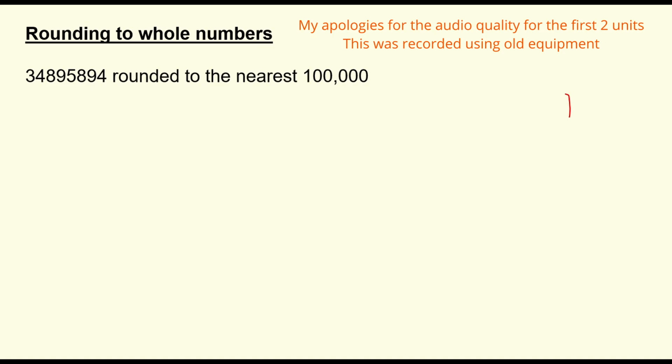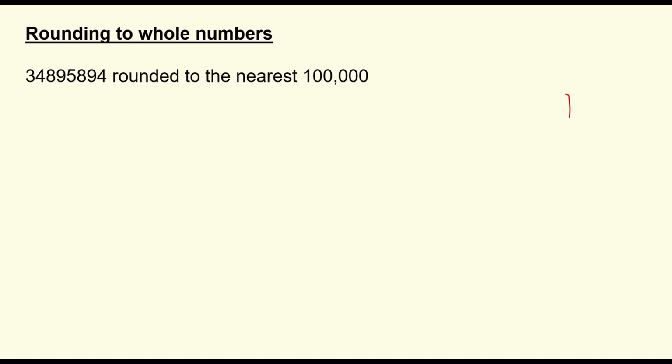So, this number here, which is so big, 34,895,894, there you go, rounded to the nearest 100,000. Okay, so first of all I need to identify where the 100,000s column is. I know that's the thousands column, that's the tens of thousands there, so this is going to be the hundreds of thousands column, that one right there.